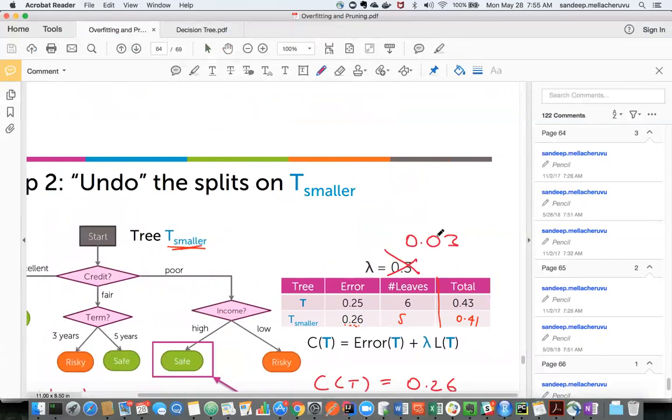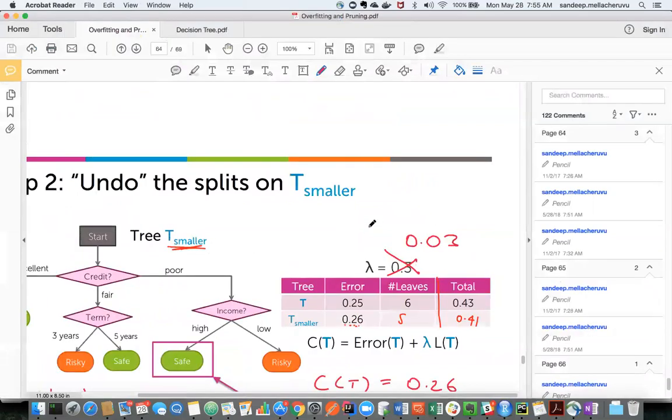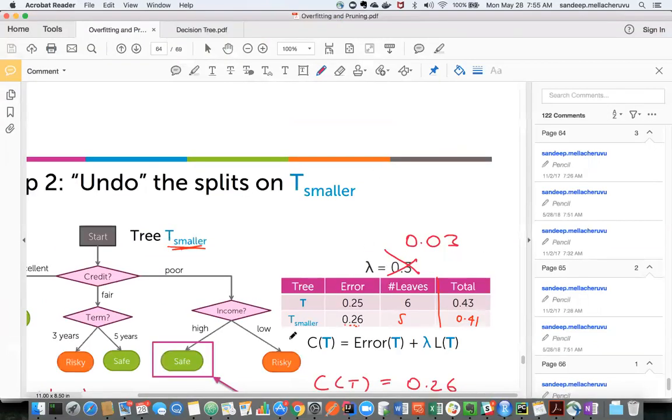Now, for one such lambda, you keep on pruning and you get some pruned tree. For that pruned tree, you go and apply it on the validation dataset. That part is not given in the PPT, but how to choose the lambda? Choose one lambda and do the pruning that is given in this PPT. Keep on pruning the tree.